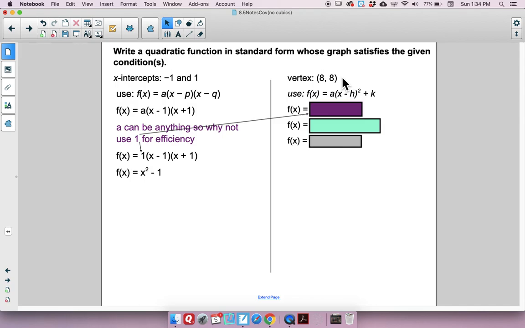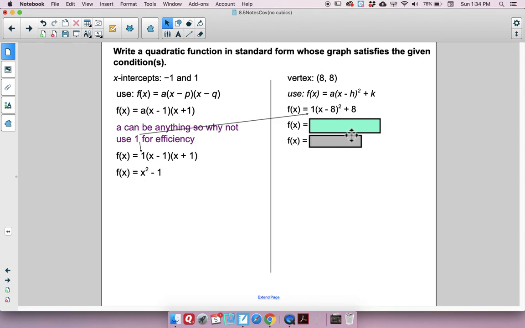Okay, here, they gave us a vertex. So of course, we're going to want to use vertex form. Does that mean you need to know these formulas? Of course it does. You're not going to be just given those. So you have to make sure that you know what they are. So here's our vertex form. And we have 8, 8. That would be plugged in for what? Hopefully you said h and k.